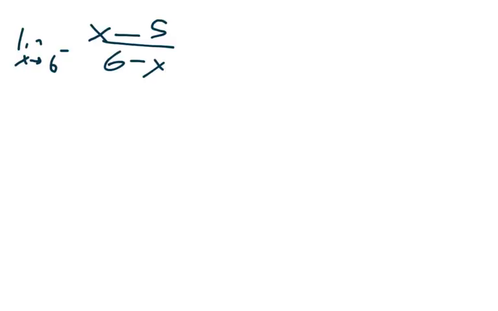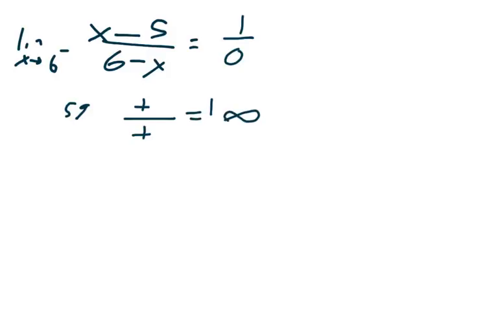Alright, for this next problem, starting at problem number 11, we have the limit as x approaches 6 from the left. When we plug in 6, we get 1 over 0, which means the limit wouldn't exist, but we're trying to figure out whether it's positive infinity, negative infinity, or still doesn't exist. From 6 to the left, if I plug in 5.9, the top is going to be positive, and the bottom is also going to be positive, so this is going to be positive infinity.